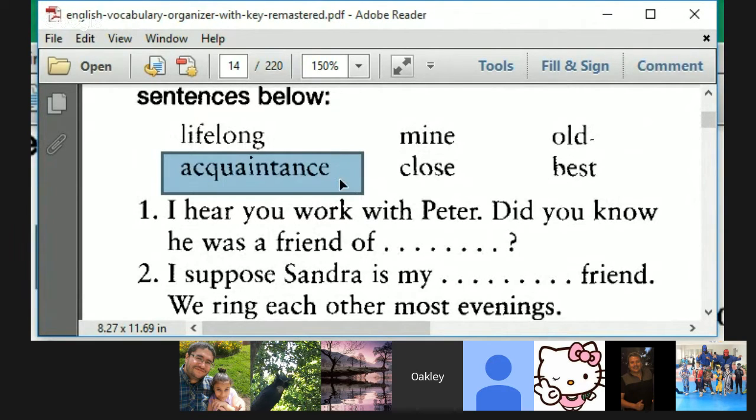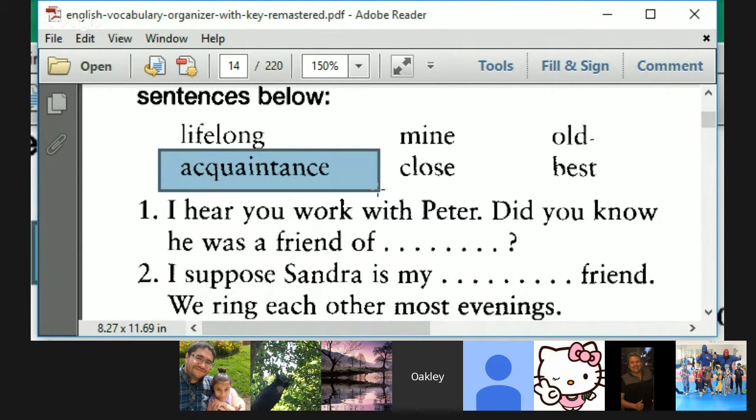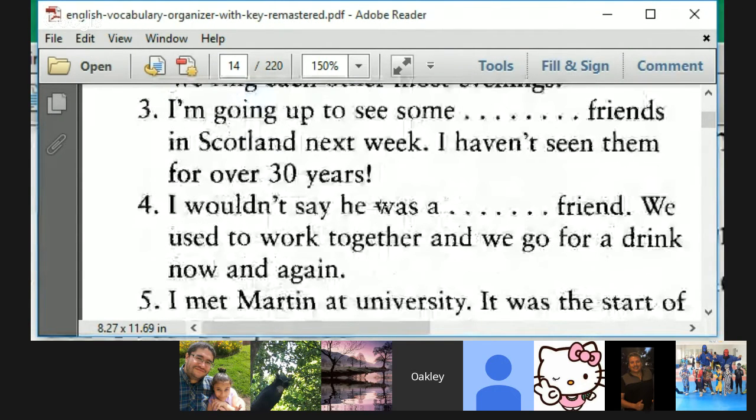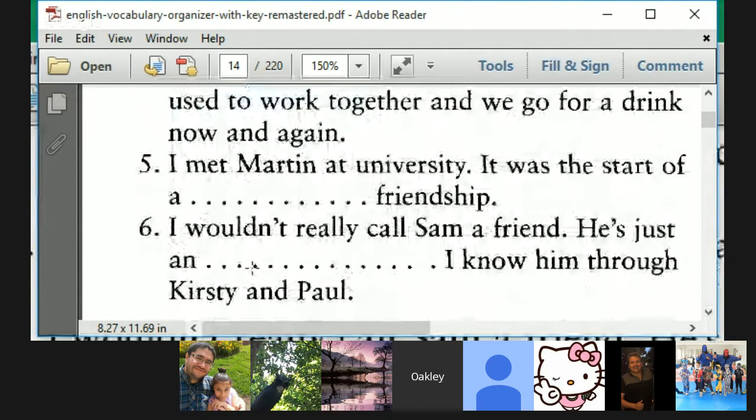Acquaintance? Kind of has to be, because of the article "an", A-N, it has to start with a vowel sound. It has to be a noun. Grammatically speaking, it's the only choice. Acquaintance. Okay, it's an acquaintance. I know him through Christy and Paul.